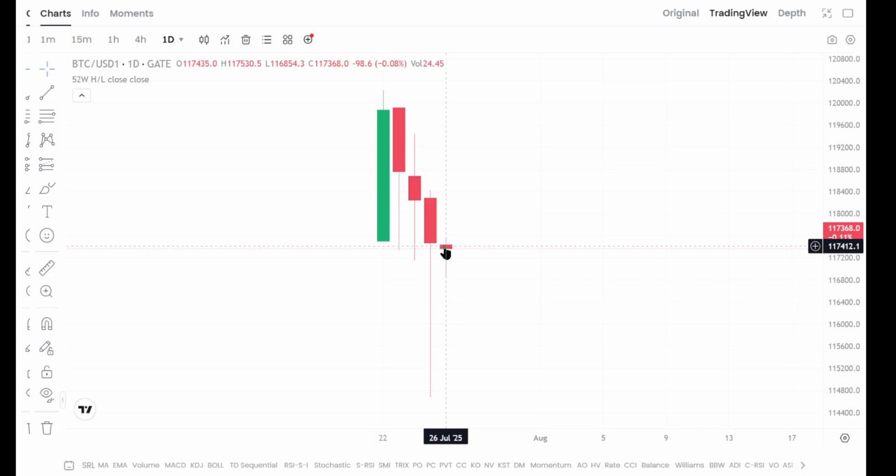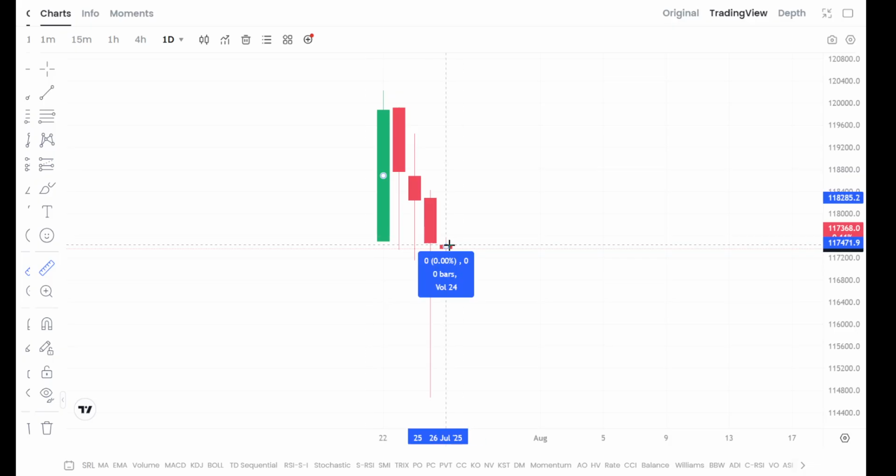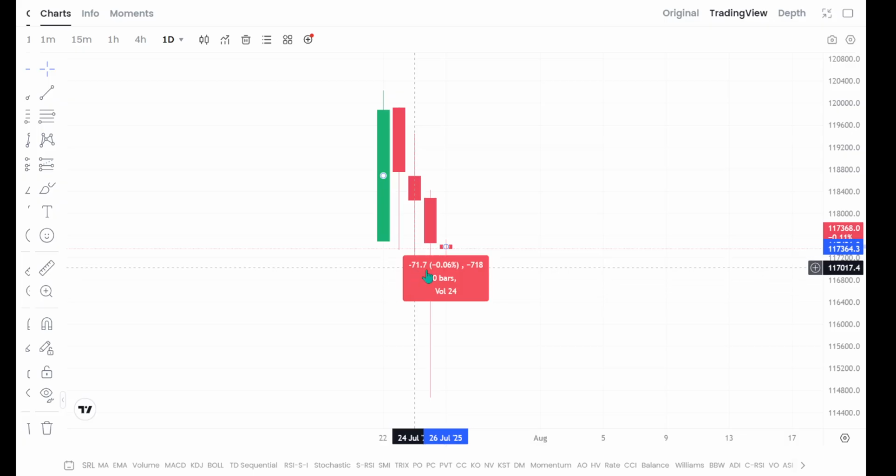Next, on 26 July, meaning yesterday, the market price of Bitcoin, it means today, you can see it is UTC time. We are using UTC time, and it is 26 July 2025. The market price of Bitcoin opened at 1,18,285.2 USDT. The market price went down and closed here at 1,17,364.3 USDT. The market price had decreased by 71.7 USDT. It is 0.06%, and there was a loss of 718 USD1. And in this one day, 24 Bitcoin has been traded.